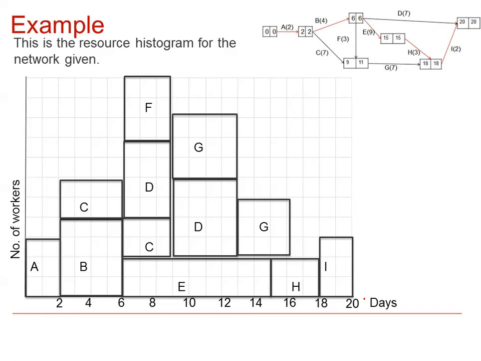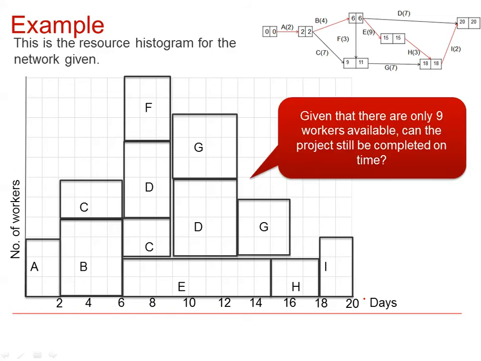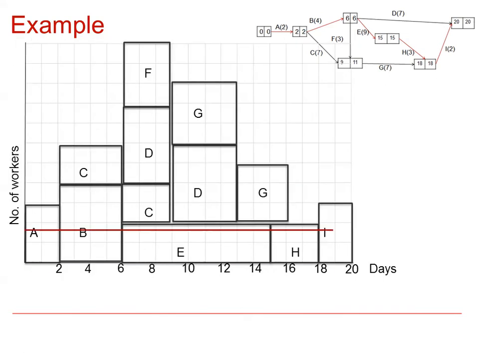Okay, so here's the other resource histogram we drew in the previous video, where we had more than 1 worker required for each activity. So the question here is, given that there are only 9 workers available, can the project still be completed on time? So we go to 9 on the y-axis and draw a horizontal line to help us visualize what needs to be done. As we can see, there are 11 workers between days 6 and 9. So it's these 3 days that we need to look at delaying activities.